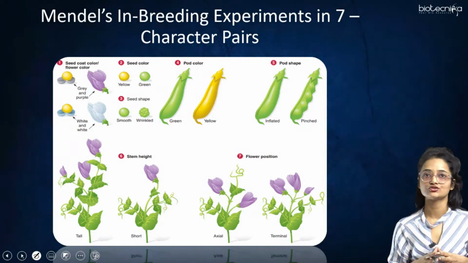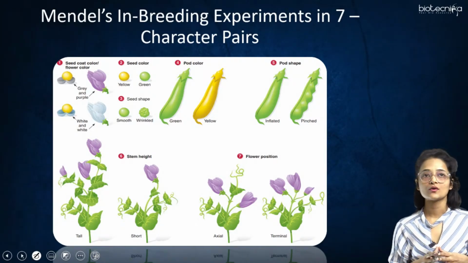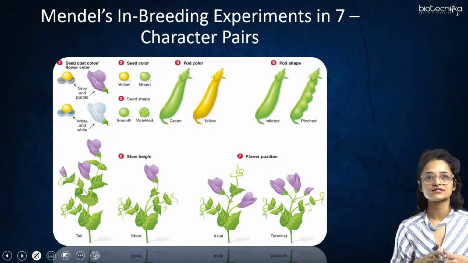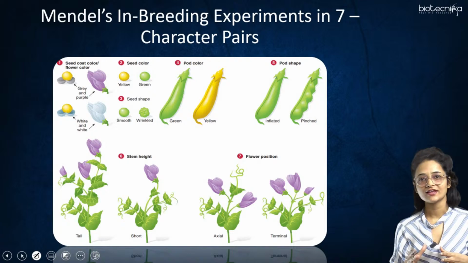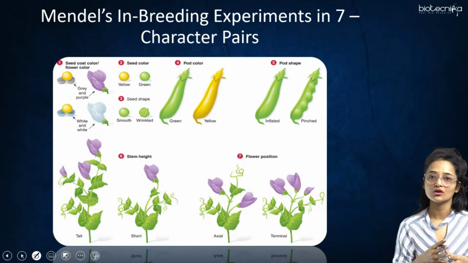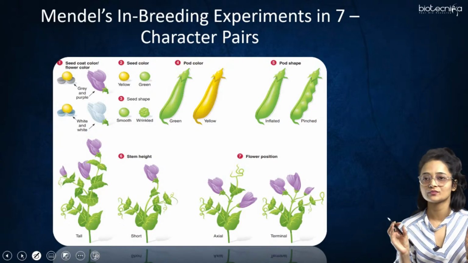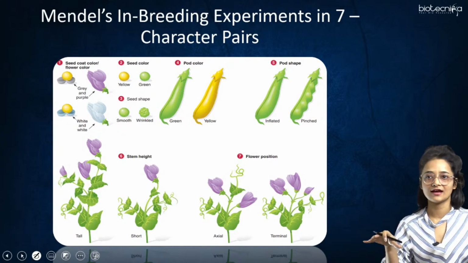Then the seven character pairs that he took while performing his experiment on the pea plant were, first, the seed coat color, that is the flower color, and second, the seed color. It was either yellow or green. The pod color, either green or yellow. The pod shape, either inflated or pinched. Then comes the stem height. It was either tall or short. So you can see that all the characters are distinguished from each other, right? They are not something coming in between, either this or that.